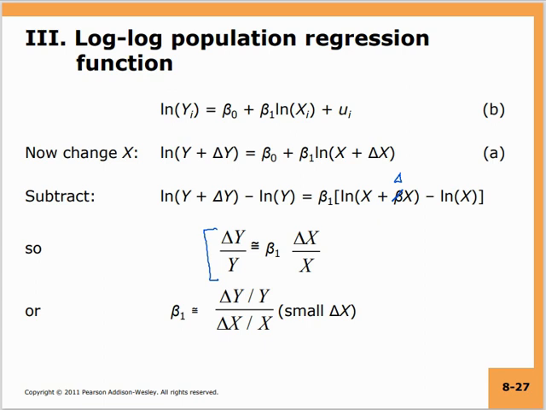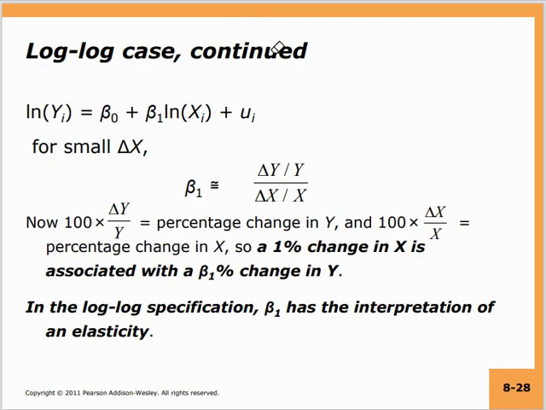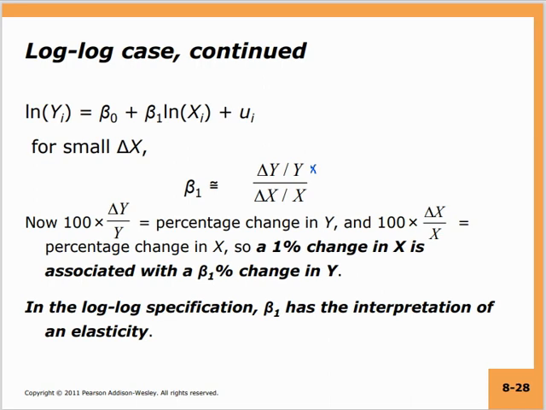So your beta 1 is equal to change in y divided by change in x by x, and again this is only true for small changes in x. For small changes this approximation will hold. So for small changes in x, beta 1 is approximately equal to change in y by change in x by x. Here you can multiply this by 100 and you can multiply this by 100.